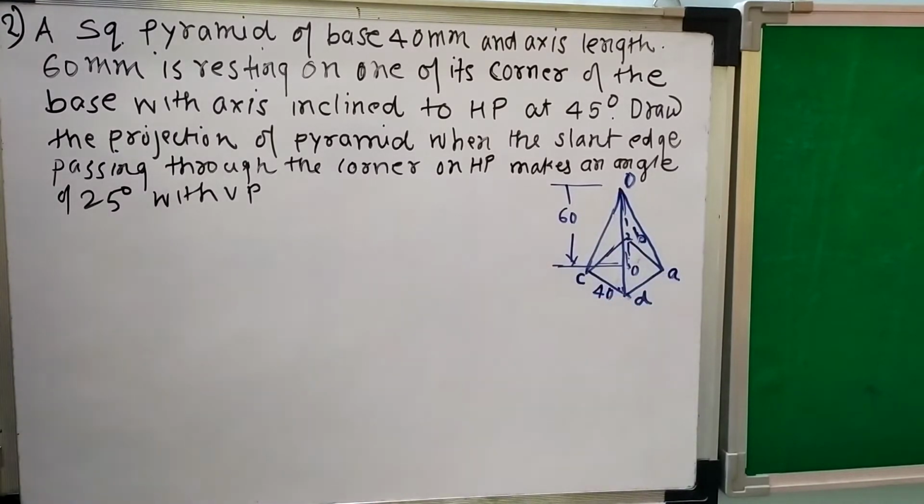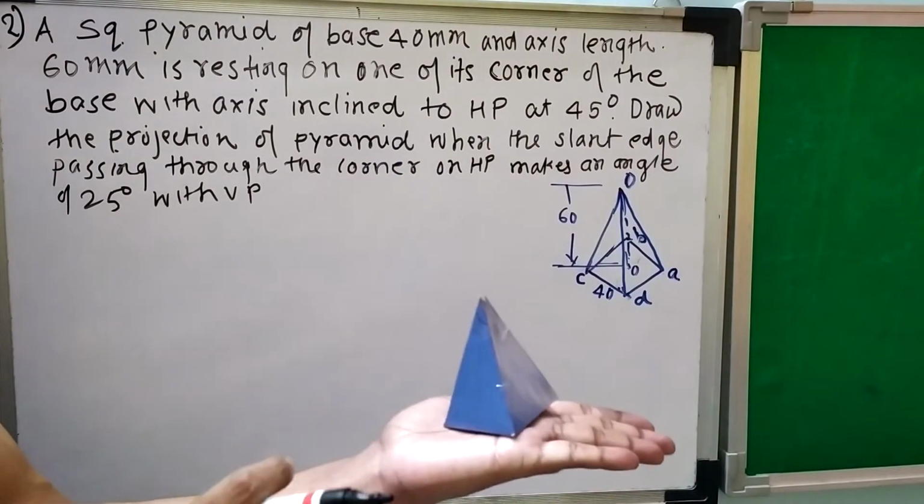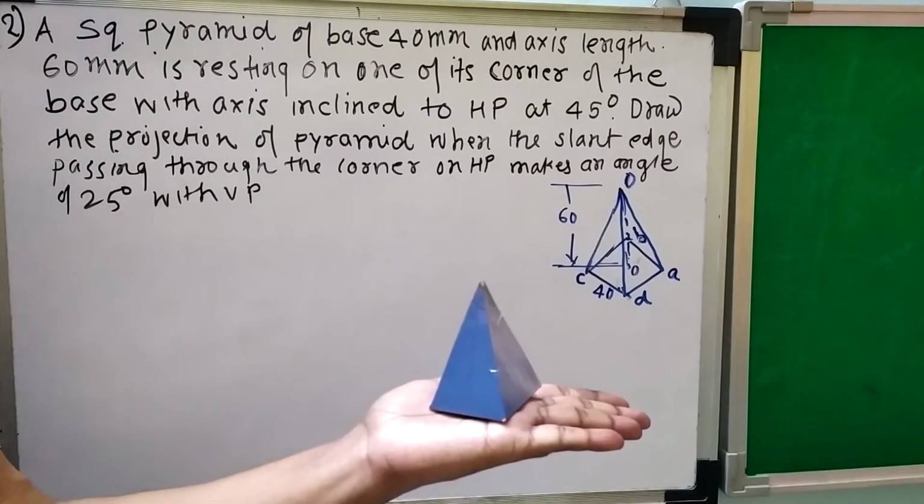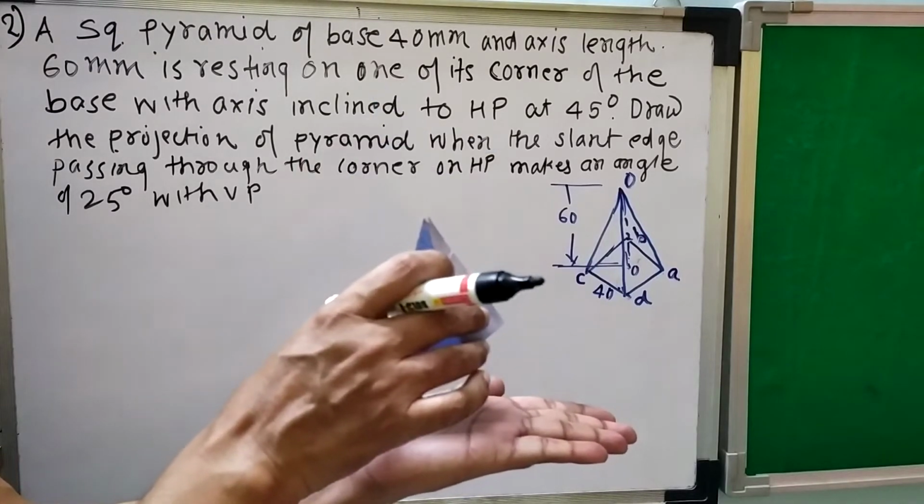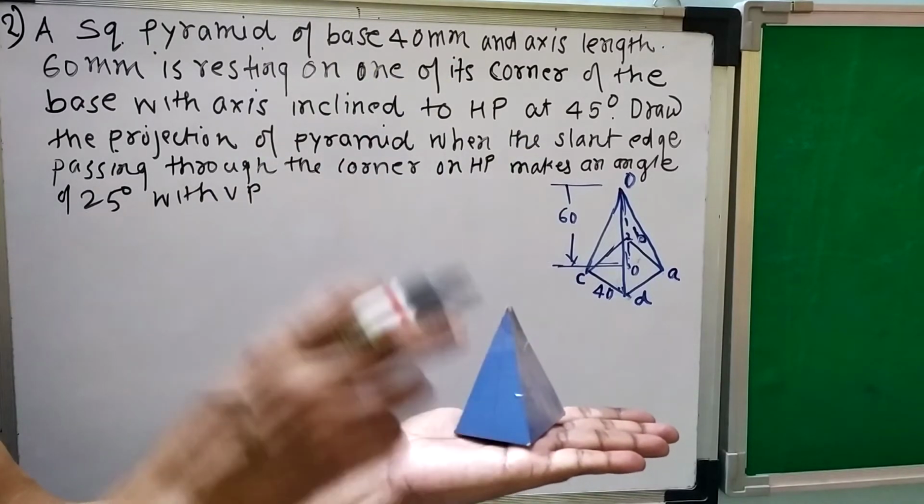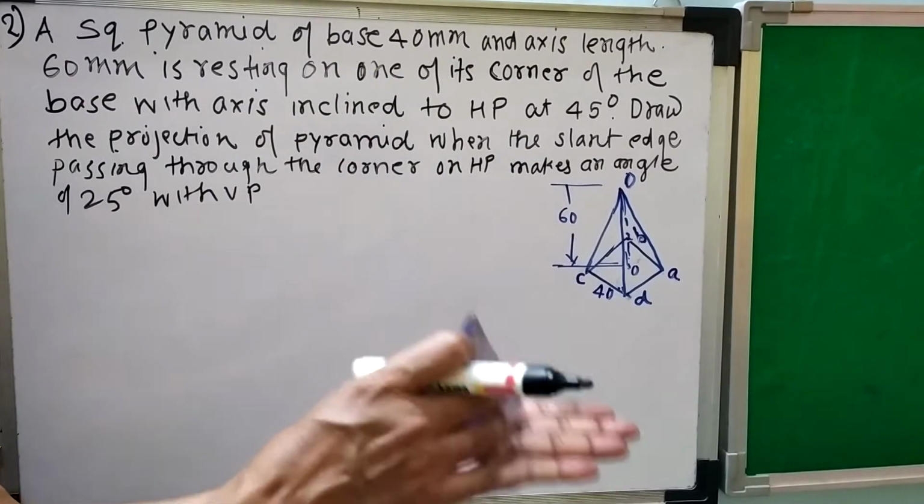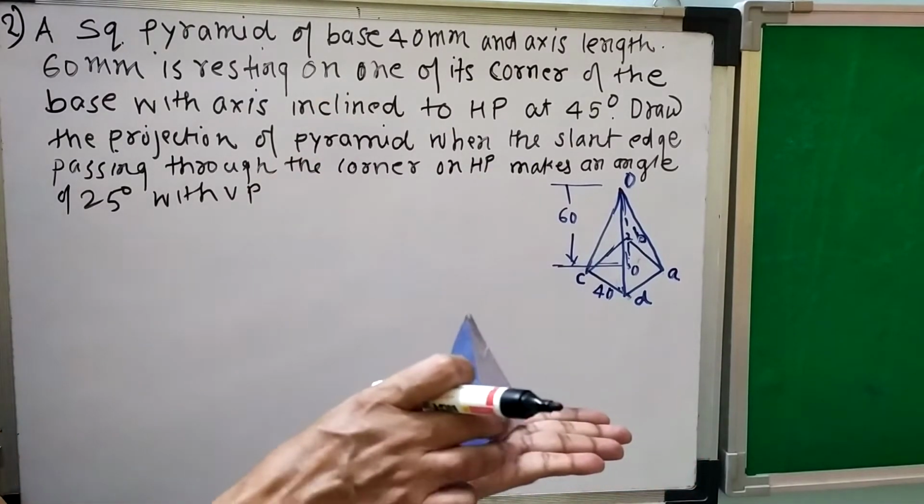Let A be the corner on which it is resting. So this is the square pyramid. What I will do, I will keep this square pyramid on the HP first, because the axis is inclined to HP. If it is resting on HP, keep it on HP. If it is resting on the VP, keep it on VP. So I am keeping it on the HP, because it is resting on the HP.